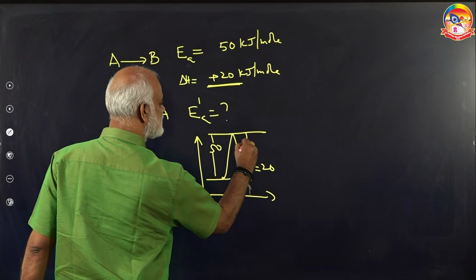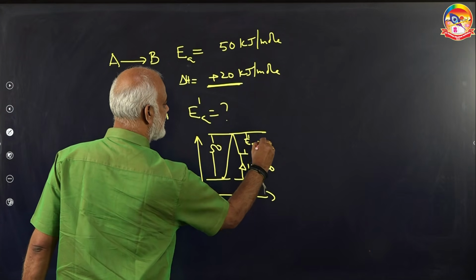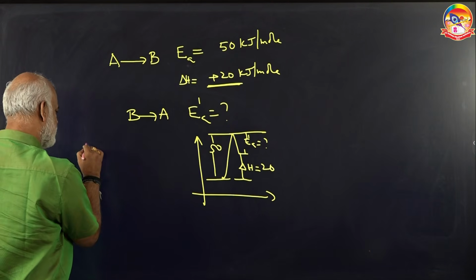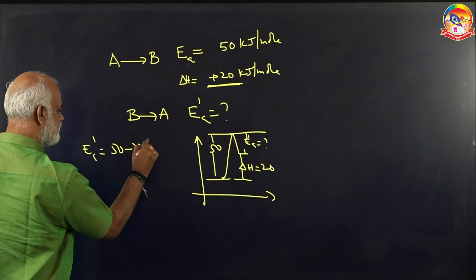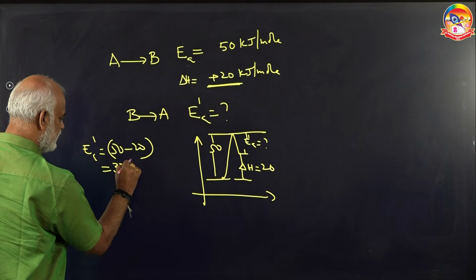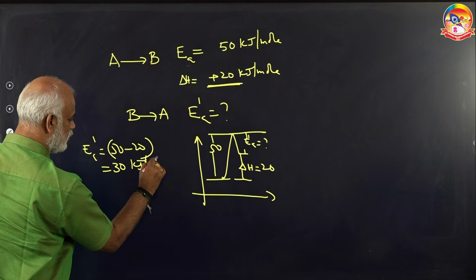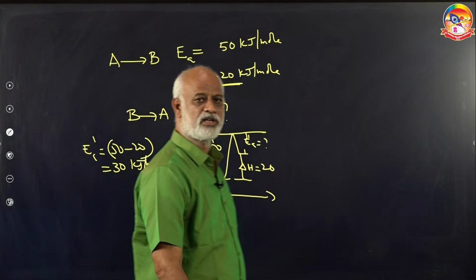Then the question is, what is EA dash? So therefore, EA dash is equal to 50 minus 20, which is equal to 30 kilojoules per mole. Did you understand this question, all of you?